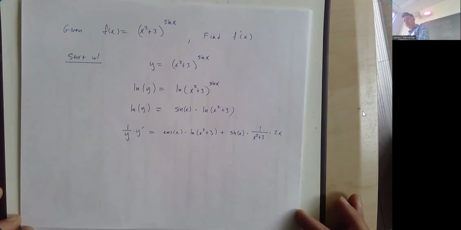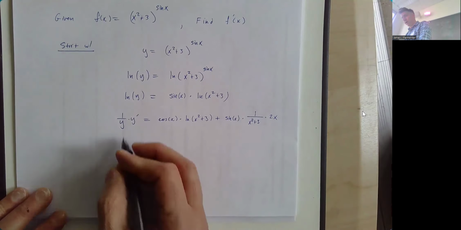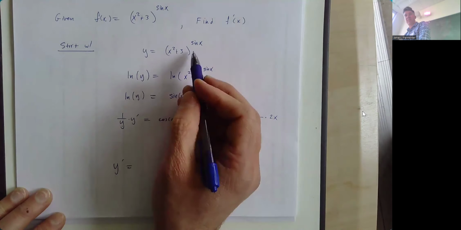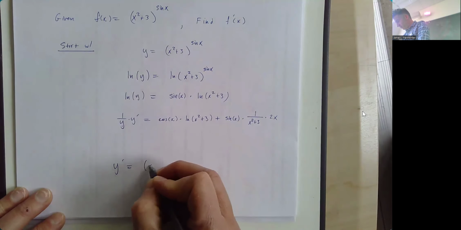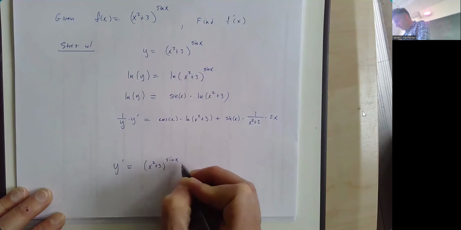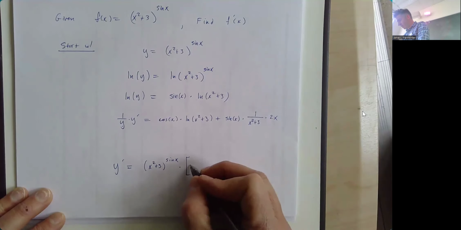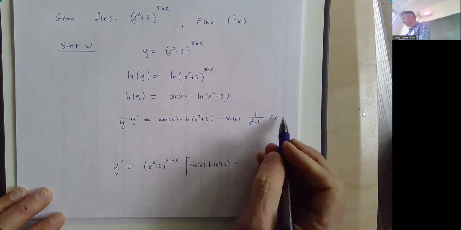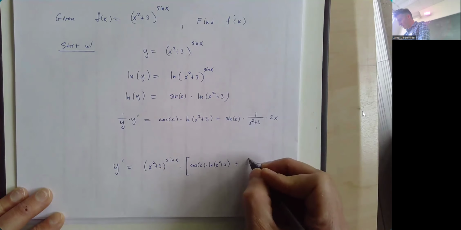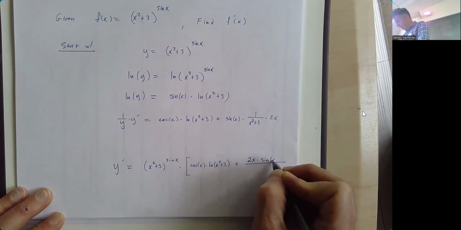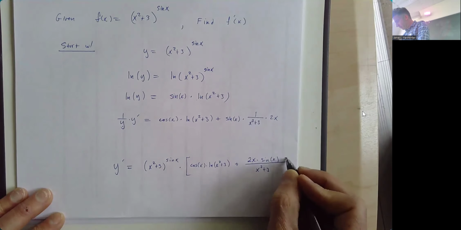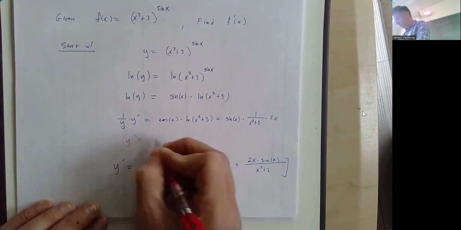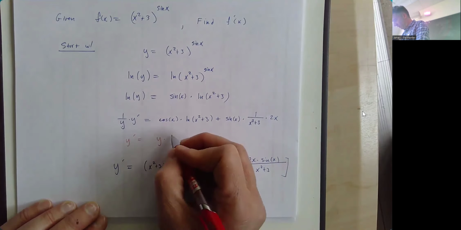Okay, I think we can skip the intermediate step here. I'm just going to go ahead and write, I'll write it back in a second. All right, y prime equals y, which is x squared plus 3 to the sine of x power, times all of this stuff here. Cosine of x times the natural log of x squared plus 3, plus I would probably rewrite this as a fraction. I would write it as 2x times sine of x, all divided by x squared plus 3. If you don't love skipping that step, you're totally welcome to write the middle step, which is y prime equal to y times all of this stuff here.